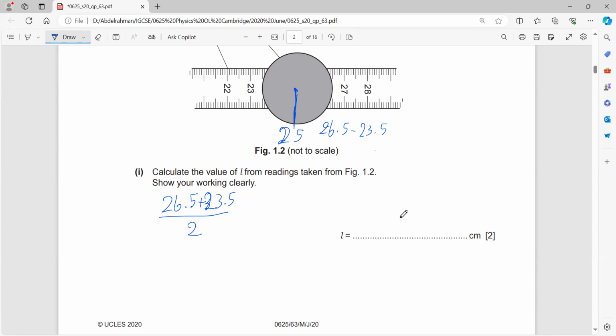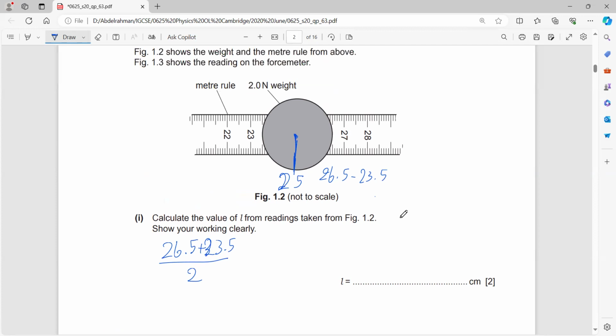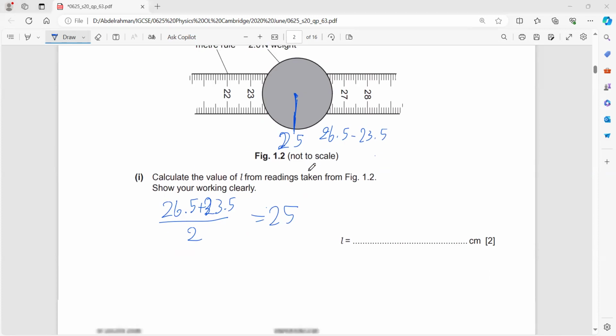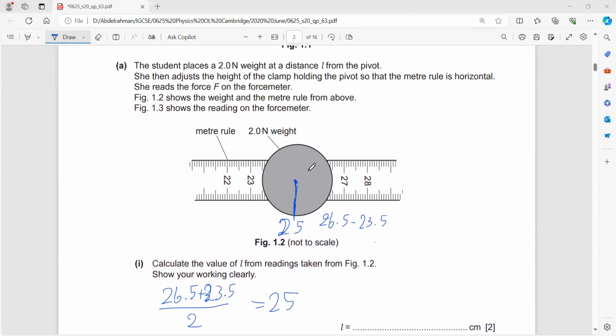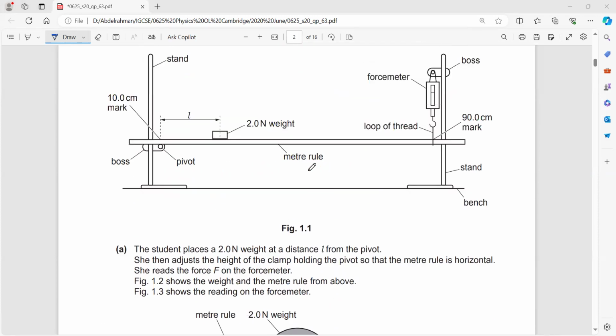So look, should I write down the length, the distance L, to be 25? Hmm? One second. What is distance L? Focus. What is distance L? It is the distance between the pivot and the center of the weight. It's the distance between what, guys? Between the pivot and the center of the weight.